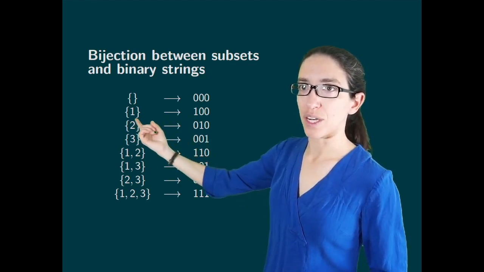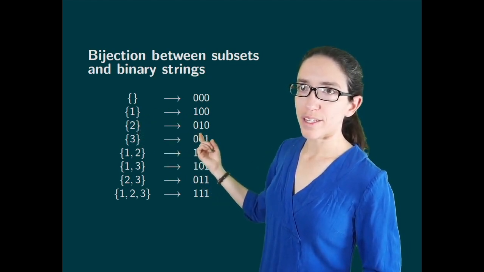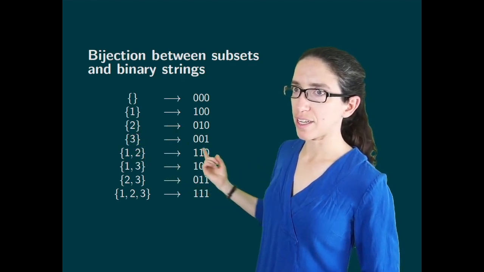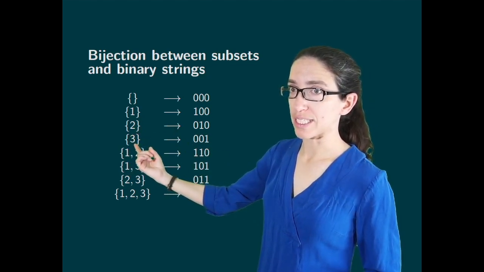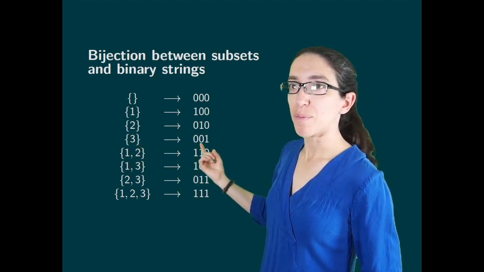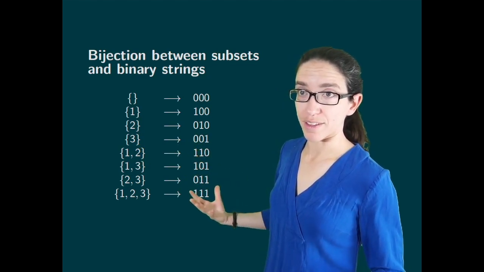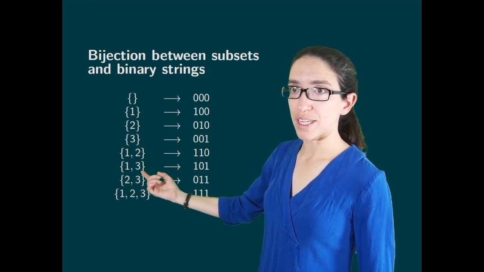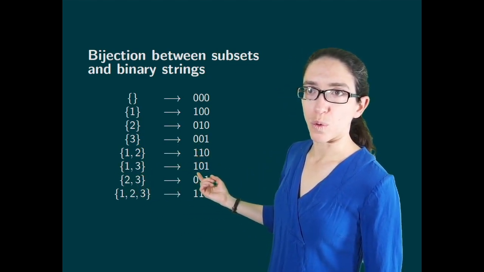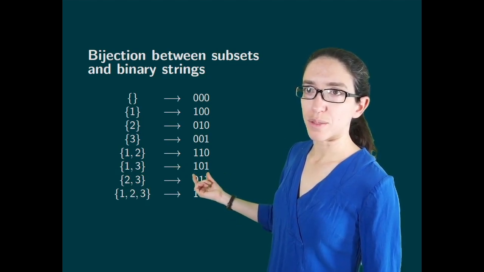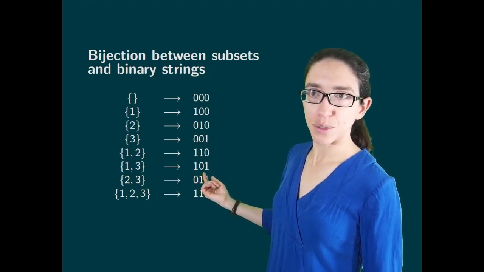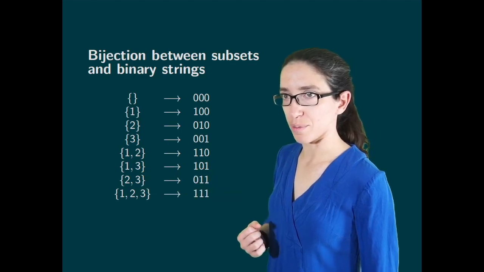because I'm going to put a 1 in the first position whenever 1 is in the set, and I'll put a 1 in the second position whenever 2 is in the set, and a 1 in the third position whenever 3 is in the set. But I put zeros otherwise if the elements are not in the set. So for instance, {1, 3} is represented by the string 1, 0, 1 because there's 1s in positions 1 and 3, and a 0 in position 2 because 2 is not in the subset.